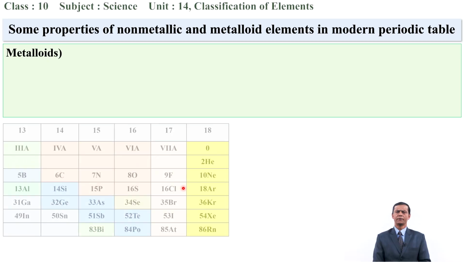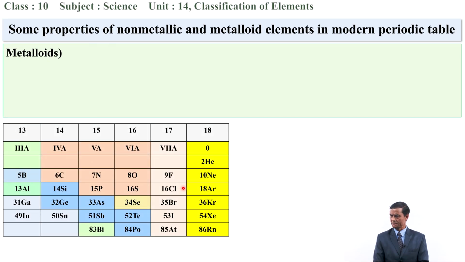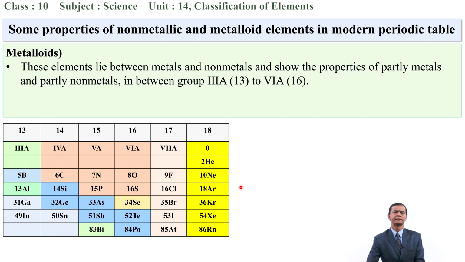Dear students, now let's discuss metalloid elements. Yes, I have already told you metalloid elements are here between metals and non-metals. Here we have some of the metalloid elements. These are the elements which lie between the metal and non-metal and show the properties of partly metal and partly non-metal, in between group 3A or 13 to group 6A or 16, isn't it? Their position is here in the periodic table.